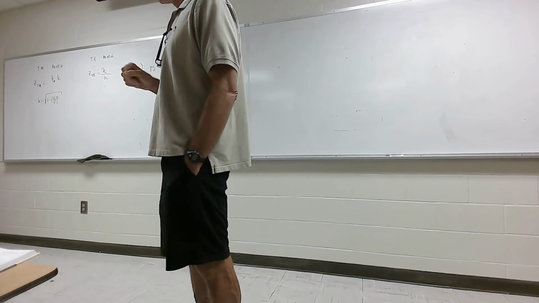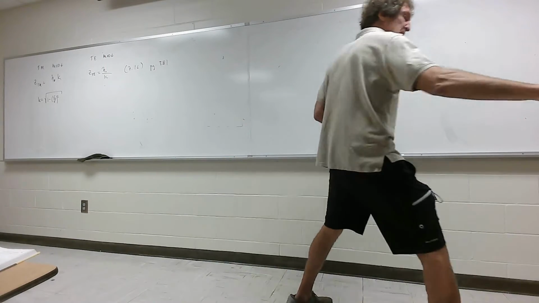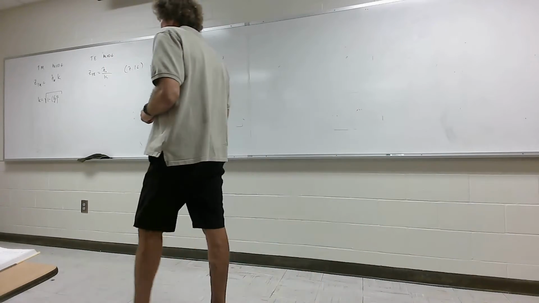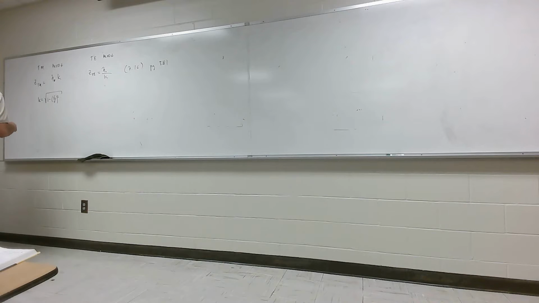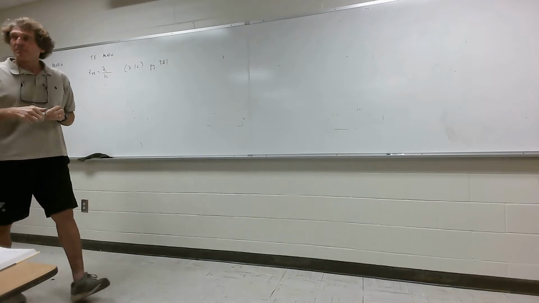The TM mode is eta naught. Put that up there. Eta naught is simply the characteristic impedance that guides dielectric properties. So I'm calling it eta naught, the square root of mu over epsilon. And really, you can say eta naught is equal to 120 pi times the square root of mu relative over epsilon relative. In free space, it's just 120 pi.